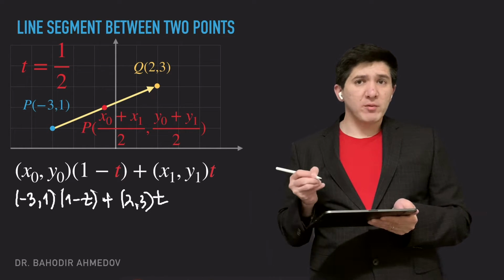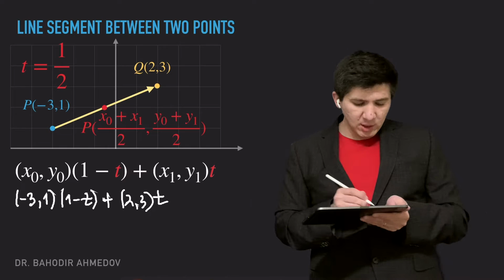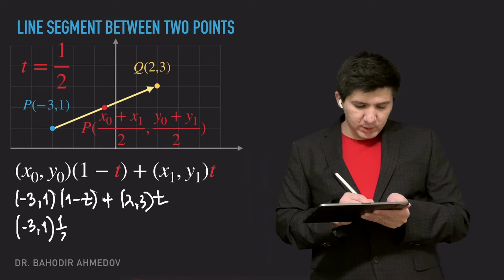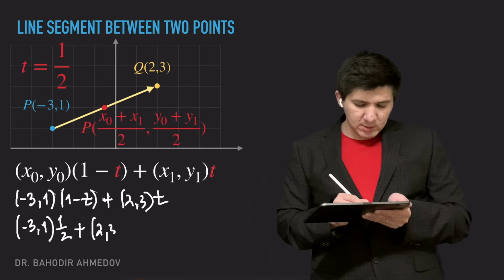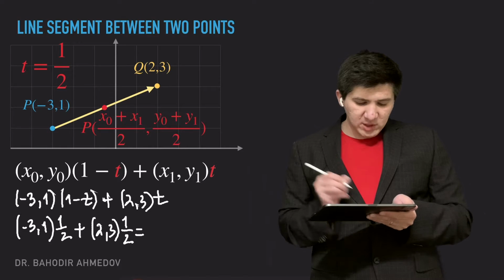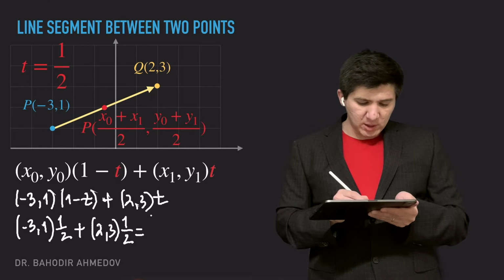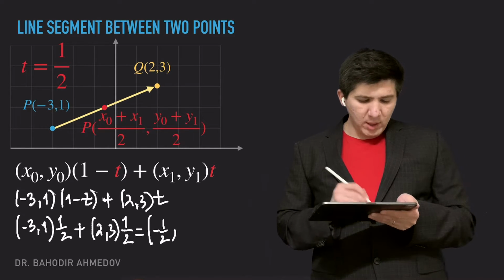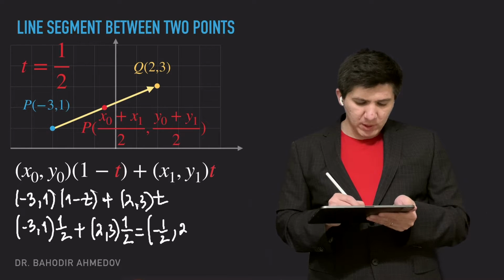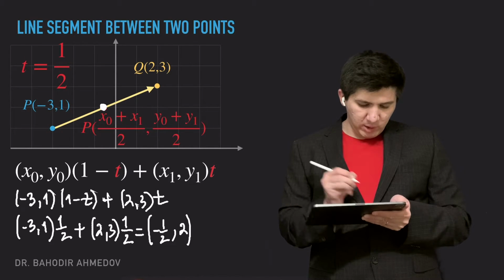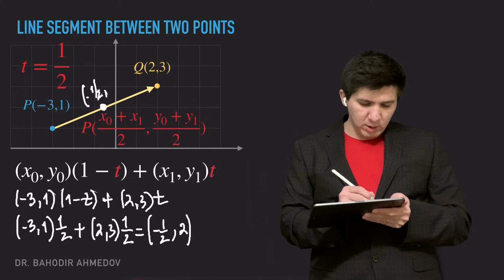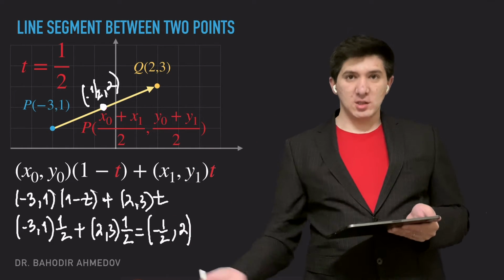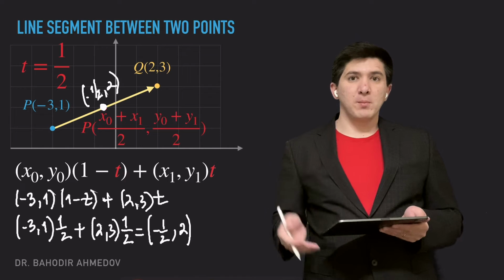I'm going to substitute 1/2 in both parts of this equation. This is going to be (-3, 1) times 1/2 plus (2, 3) times 1/2. If you just calculate and simplify the terms, it is going to be -3/2 plus 1, which is -1/2, right? And 1/2 plus 3/2 is simply equal to 2. The coordinates of this point are going to be (-1/2, 2). Okay, so this is how we calculate this. By just substituting the value of t, we can find the points.